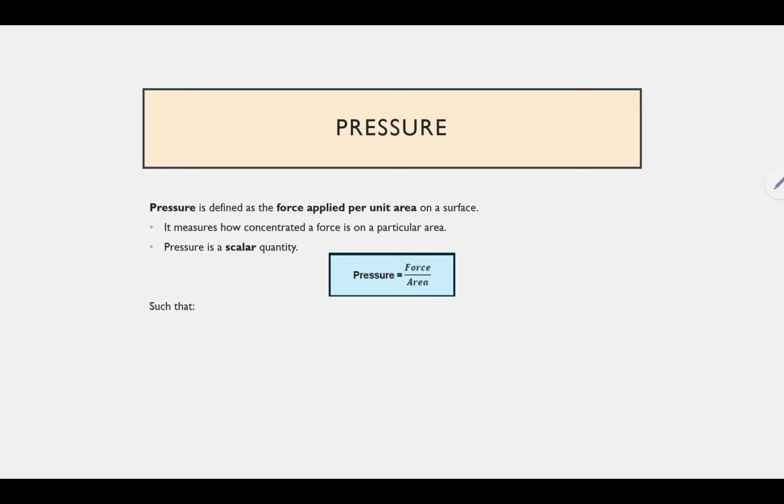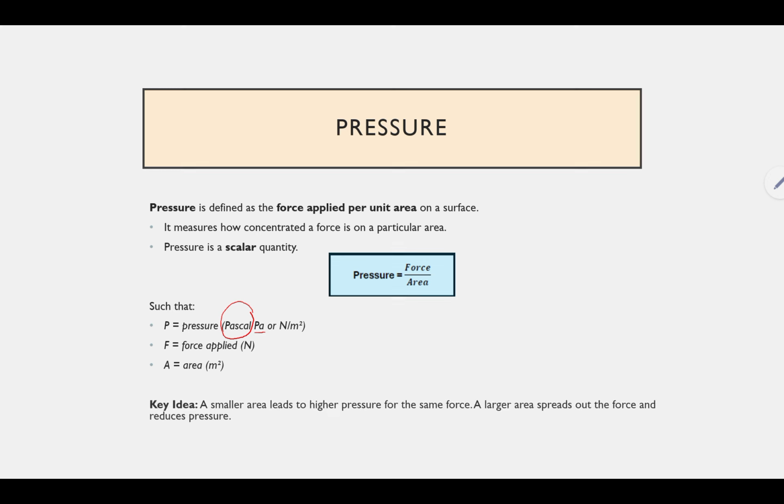Knowing that force is, of course, in newtons, and area is in meters squared, pressure is in Pascal, which we write as capital P, small a. Pascal is only applied if my area is in meters squared, not in centimeters squared. A smaller area leads to a higher pressure for the same force. A larger area spreads out the force and reduces pressure.